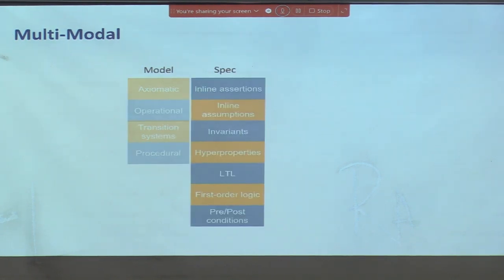The other thing we noticed is that specifications are also quite heterogeneous in this kind of system. So if you have a program, you might want to just put assertions in your procedure and check those assertions or loop invariants, right?